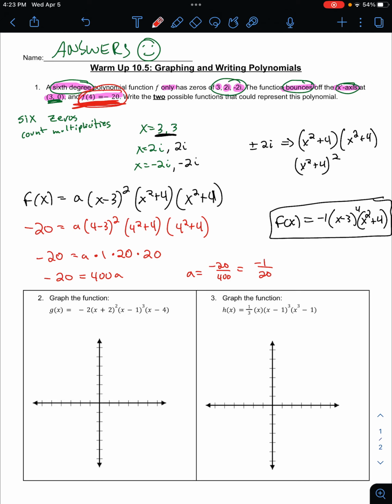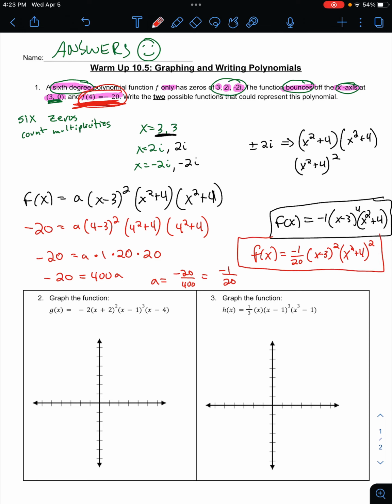So putting this all together for my second option for my function, I would end up with f of x is equal to negative 1/20 times x minus 3 squared times x squared plus 4. And this time, just because I'm running out of space, I'm going to write squared. Okay, so those are my two possibilities.